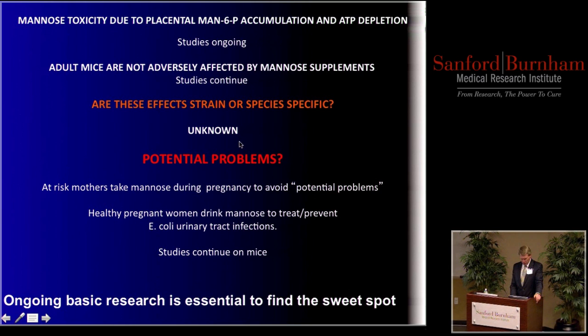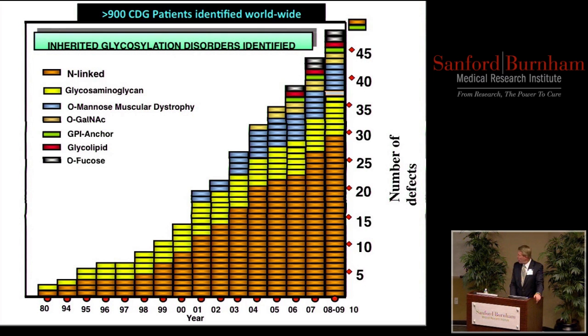So I'm going to change gears here for the last couple of minutes and talk about the growth of congenital disorders of glycosylation. This is the accumulation of these disorders, especially over the last decade, and you can see that a large number of them have come along, and this only goes back to 2010, to last year.